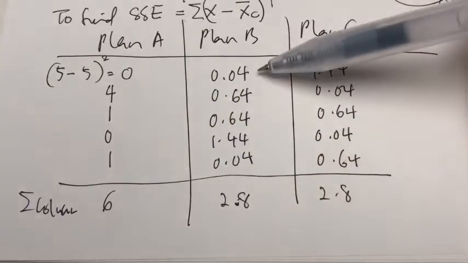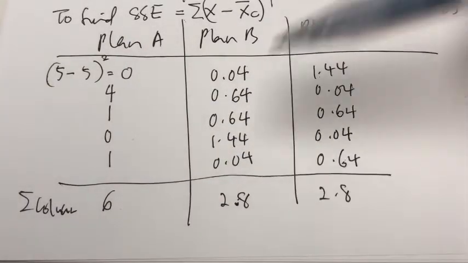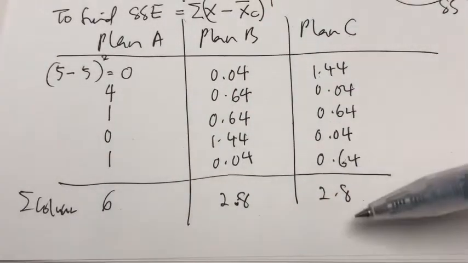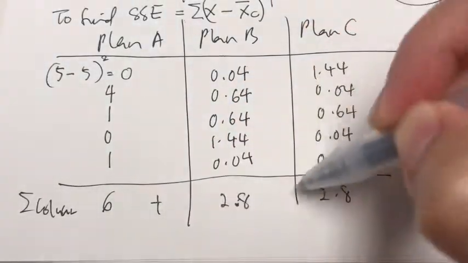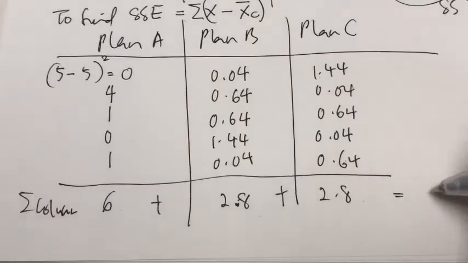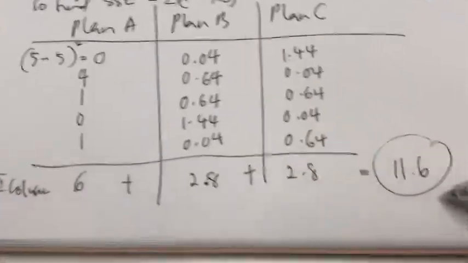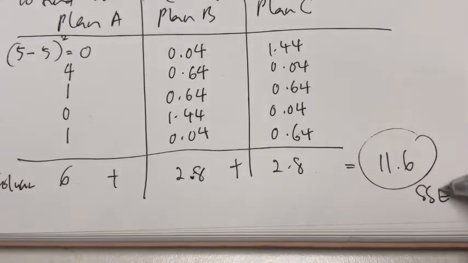Here's 6. Add all of these squared differences, we get 2.8. Add all of these squared differences, we get 2.8. So when we add it all up, we'll have the sum of squares. 6 plus 2.8 plus 2.8, we will get 11.6. Okay, so this one, guys, is basically our sum of squares for the error.